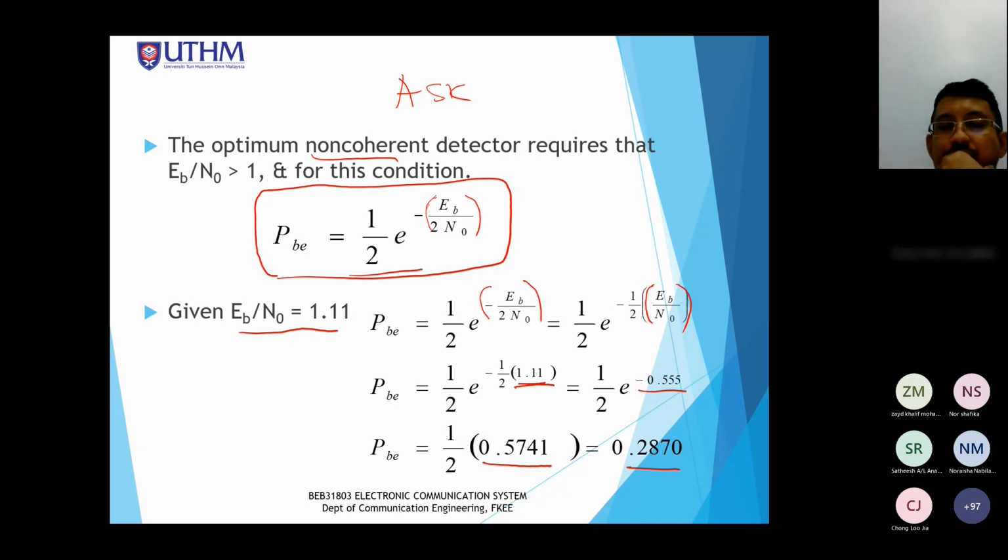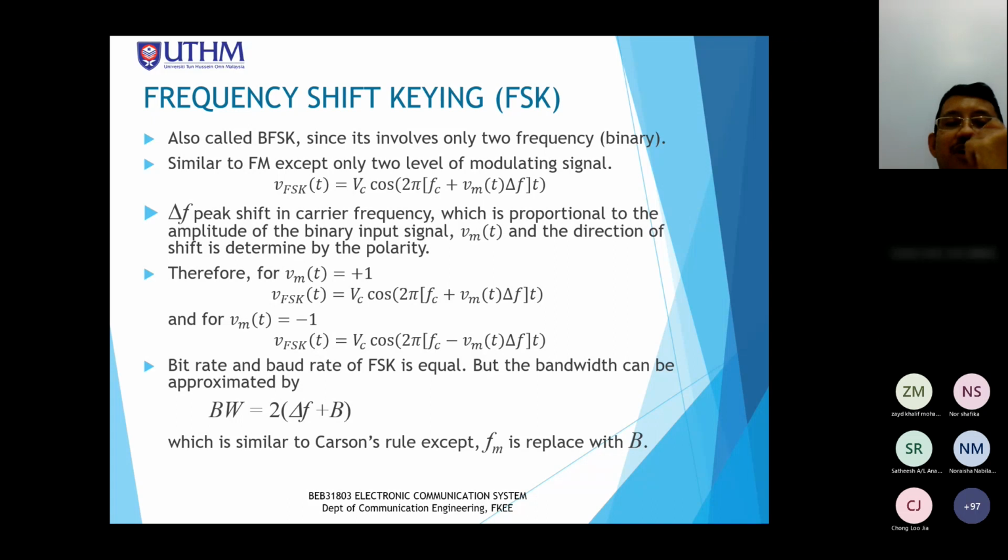Okay, so let's look at another type of modulation, which is FSK. FSK is the modulation type that changes the frequency characteristic of the carrier. The general equation for FSK is VC cos, big bracket, 2 pi FC plus VM(t) delta F, close big bracket. The thing that we're going to change is actually the VM(t).